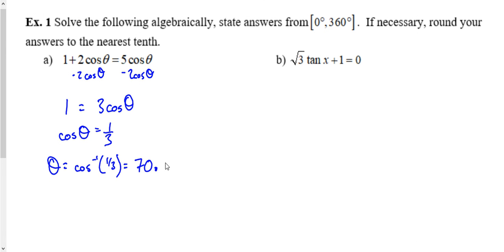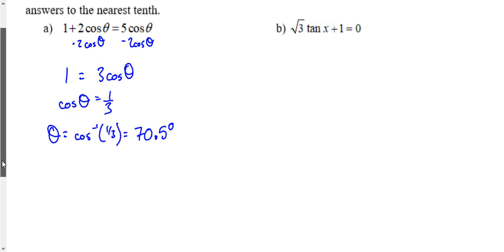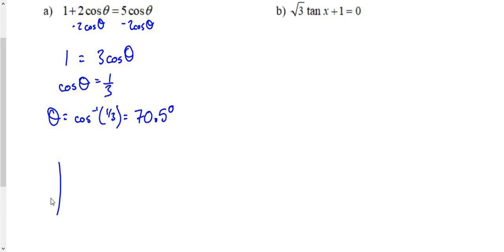And of course that's in degrees. So if I have my first angle, what am I really looking for? I'm looking for two positions where cos is positive. So let's do our CAST rule. Let's set that up, CAST. We know cos is positive in quadrant 1 and in quadrant 4.